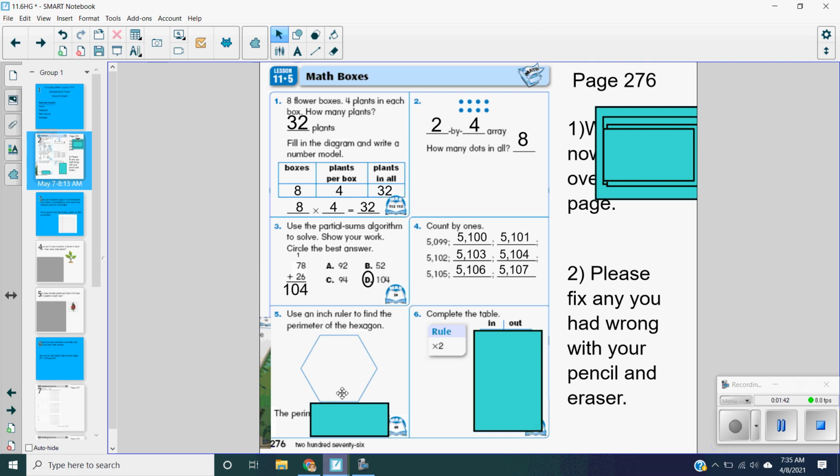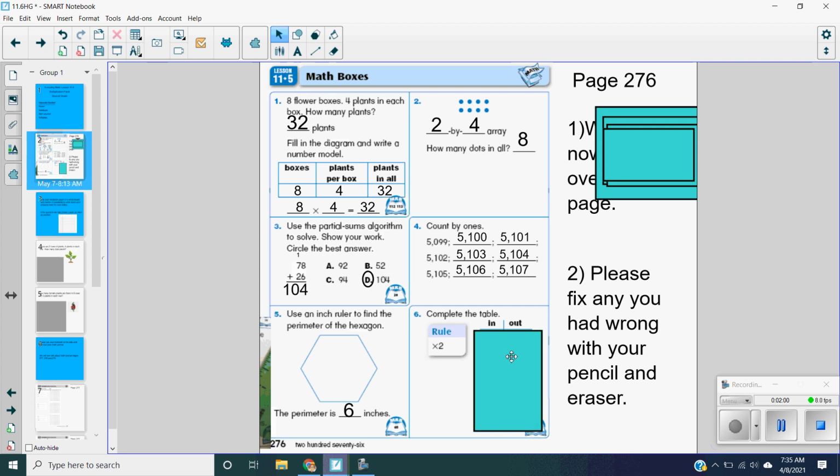For question 5, you should have used your ruler to measure each of the sides of the hexagon. Once you measured each of the sides, then if you add that up, you should have found that it was a total of 6 inches. So each of the sides would have been 1 inch.